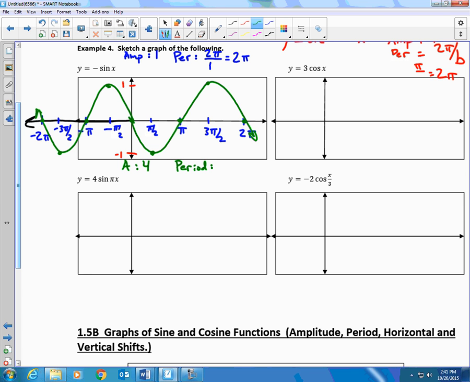In order to identify the period, I need to know the number in front of x. What's the number in front of x? Pi. So I take 2 pi and divide it by that number. What is 2 pi divided by pi? Just 2. So what's different about this period is it doesn't have a pi in it. And that's okay. We can do that. So I'm going to mark it off.